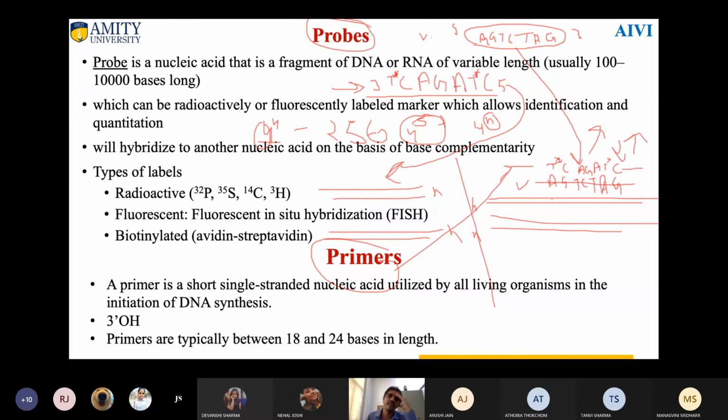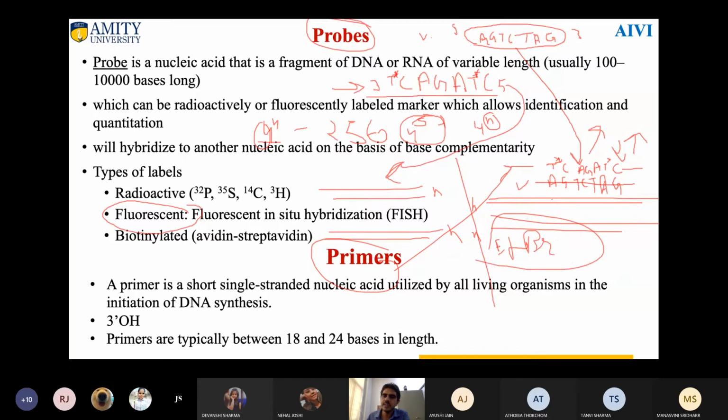And the second way: radioactivity is not good to work with because it is carcinogenic in nature. There is always a threat of cancer if you are working with radioactivity. So what to do? We need an alternate, and the alternate is fluorescence. Fluorescently labeled, like the ETBR that we mentioned.